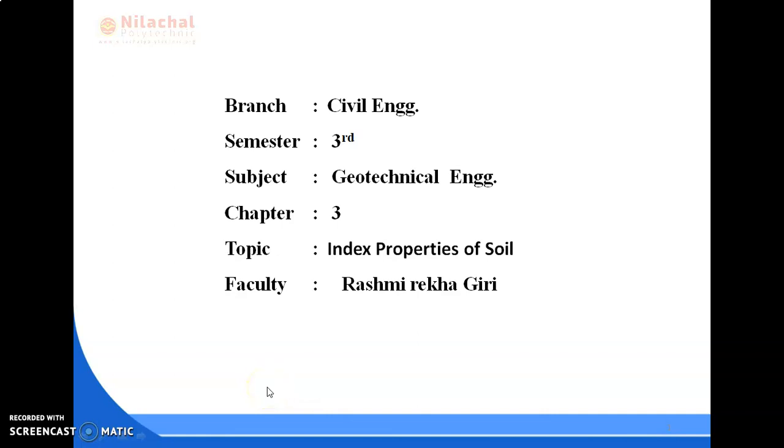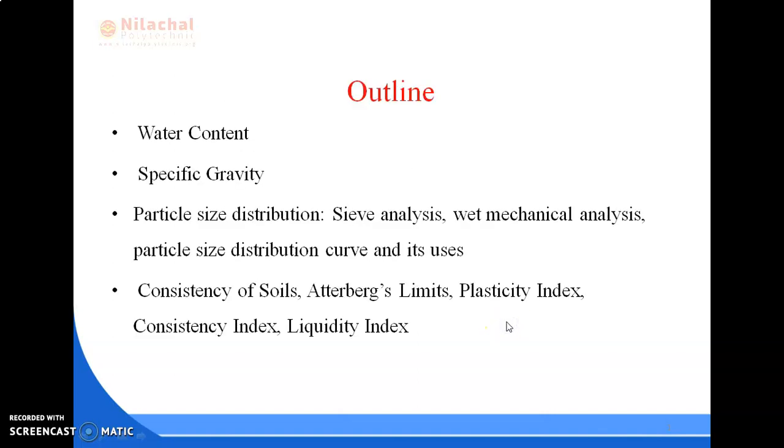Hello everyone. In the previous lecture we completed chapter 2, and in this lecture we are going to start chapter 3. The name of this chapter is Index Properties of Soil. This is the outline of this chapter. Basically in this chapter we shall describe the different methods of determining those properties of soils which are used in their identification and classification.